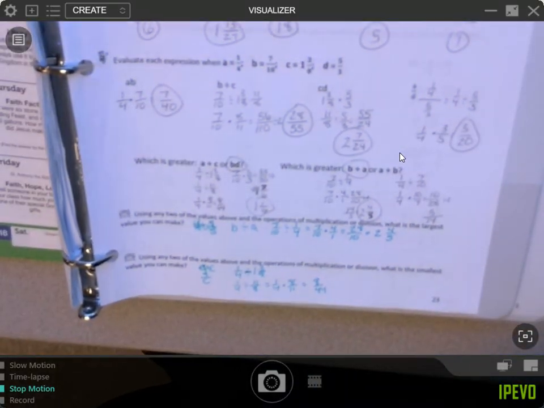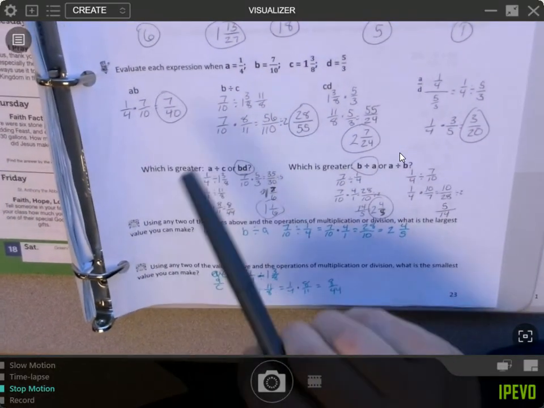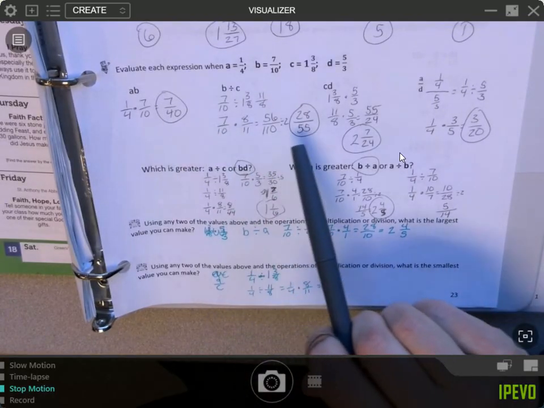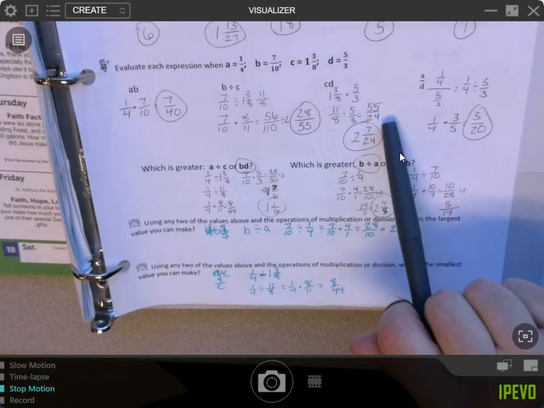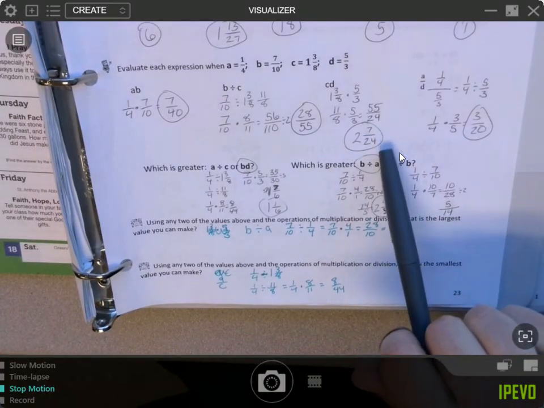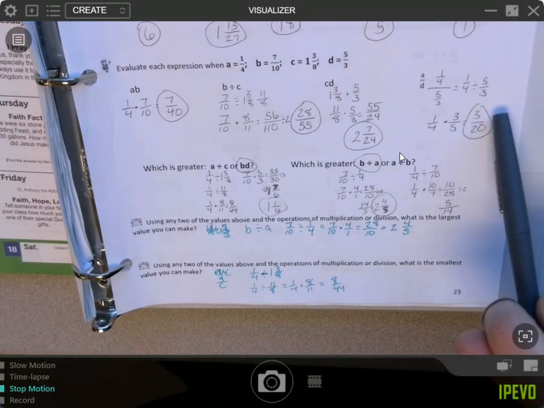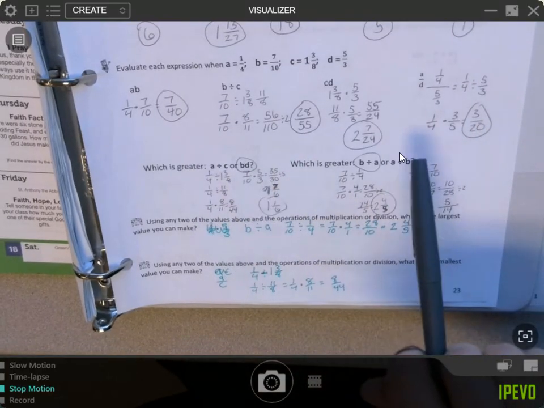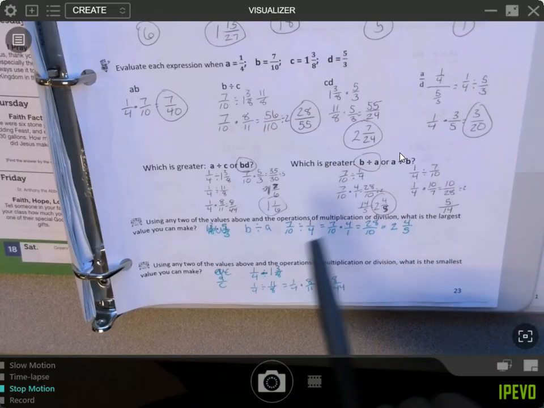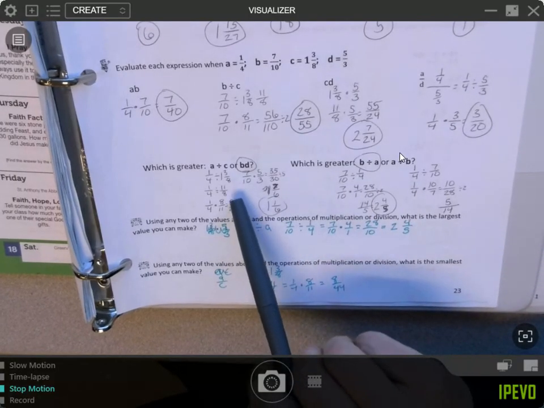All right, for our next set, we have 7/40, 28 over 55, 55 over 24, or 2 and 7/24, 3/20. Any questions on that row? All right, then which is greater?